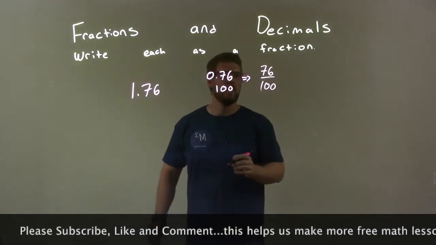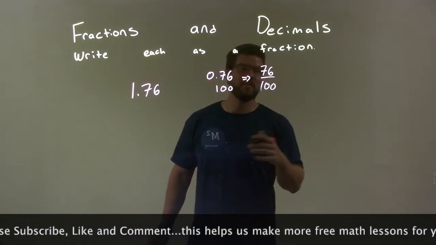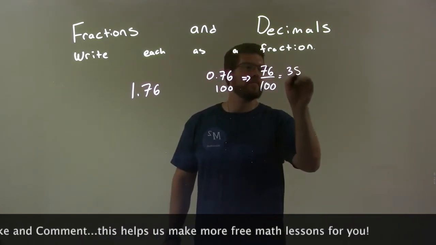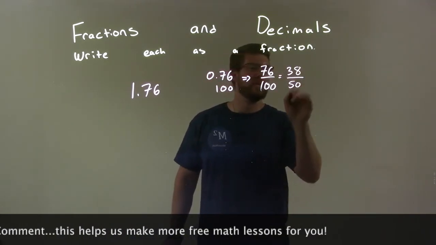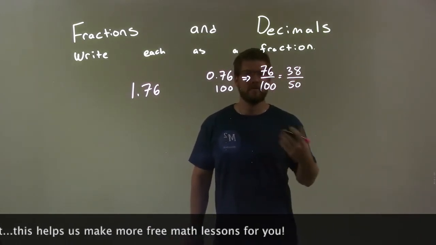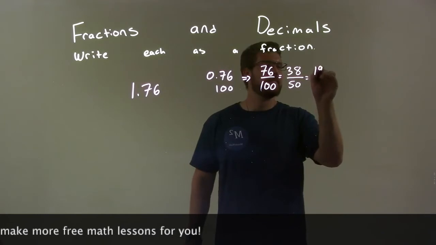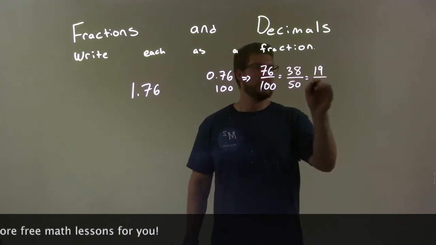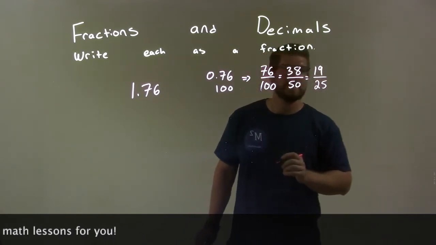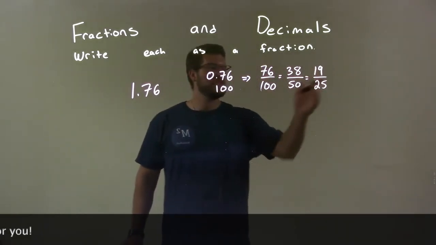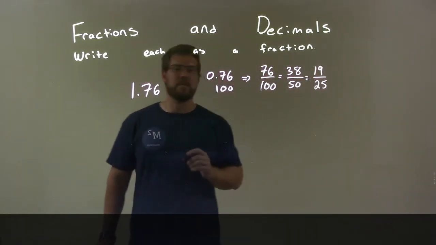Okay. Well, can I simplify this? Well, both of these are divisible by 2, right? 76 divided by 2 is 38, and 100 divided by 2 is 50. Well, both of these numbers are also divisible by 2. 38 divided by 2 is 19, and 50 divided by 2 is 25. And now there's nothing that goes into 19, so we're done. And so we have 19 over 25 represents 0.76.